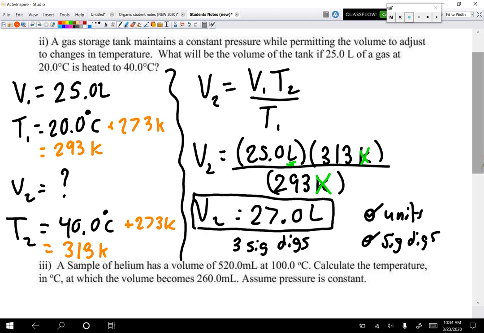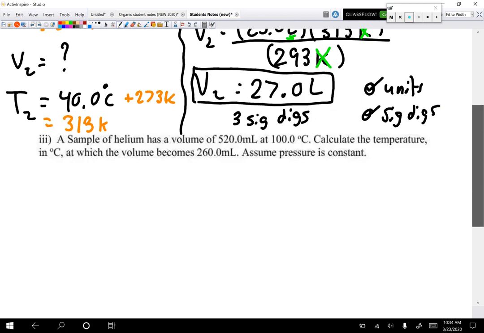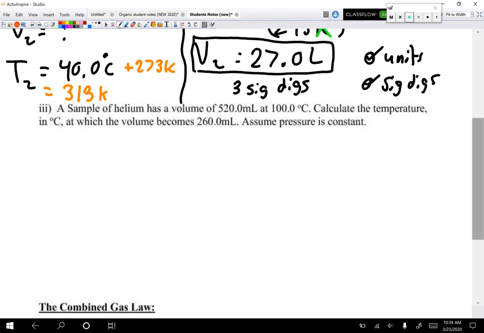All right. Now for this last one, I want you to pause it and of course try this one on your own. But now we're solving for temperature, so this one here is a little different. So I am going to go over this one, so I'm not going to write the variables out. I just want to go over how to rearrange something like this.